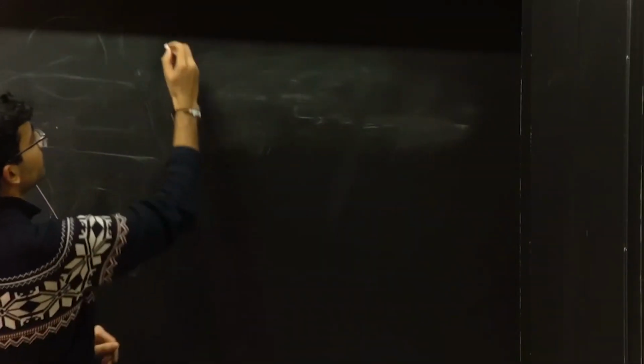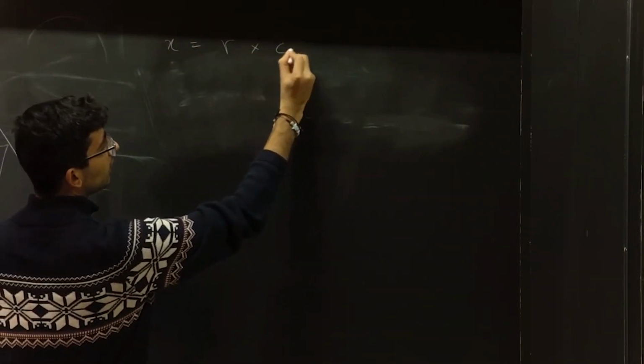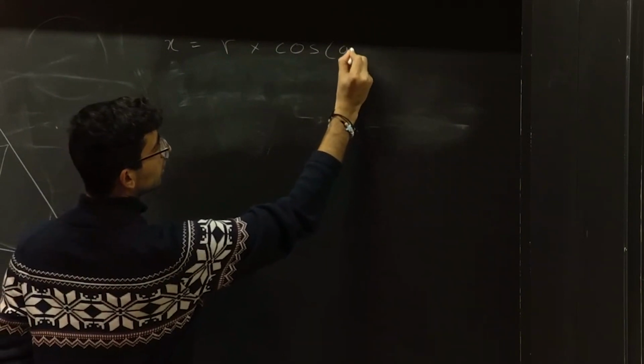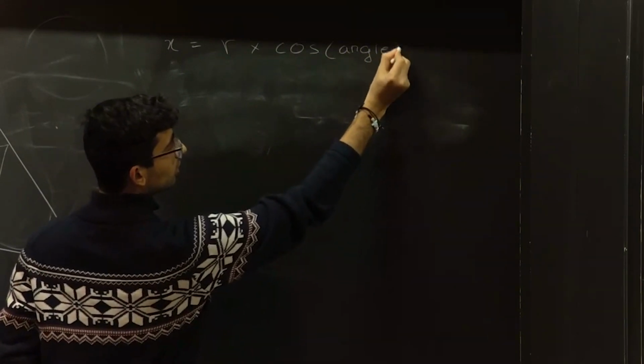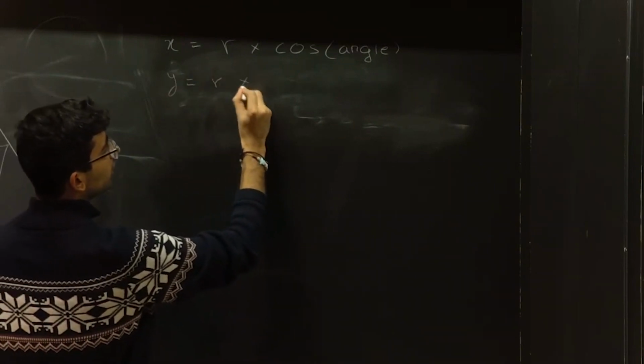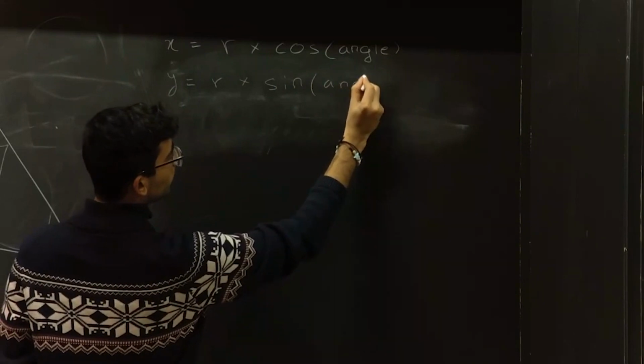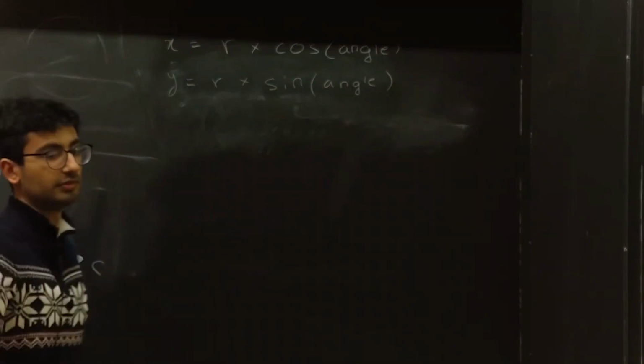The x-coordinate is going to be r times cosine of our angle. And our y-coordinate is going to be r times sine of our angle. And that angle has to lie within 0 and 2 pi.